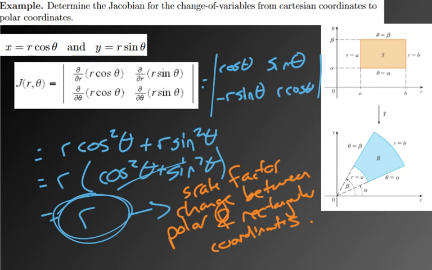So maybe it doubles, and then the determinant would be 2. Or maybe it gets smaller in the transformation, and then the determinant could be like a half or a third or something like that. So r, that variable, represents how much this unit patch of area changes post-transformation. Very important little thing, but that's really why it shows up in polar. It's there because it is the Jacobian.